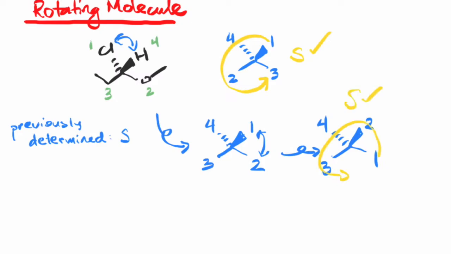So there we go. So again, to summarize, switching any pair will give you the opposite configuration, but then if you switch any pair after that, again, it will give you the opposite configuration again, which is basically the original configuration. All right, so you hopefully see how useful that is when you have a structure where the fourth group is not in the dashed position.